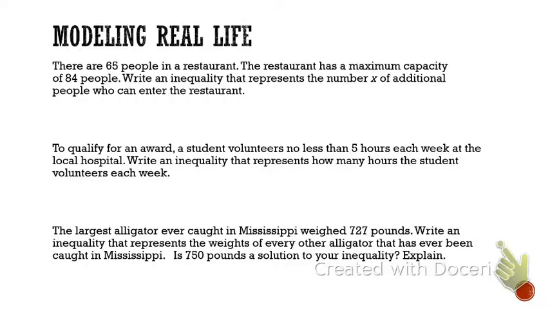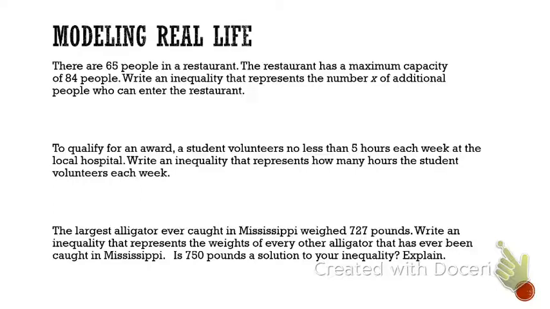So it says there are 65 people in a restaurant. The restaurant has a maximum capacity of 84 people, so it's important you always want to be able to pick out what is the total amount. For all three of these, there's going to be some kind of total amount that I'm comparing my values to, because an inequality is a comparison. Is it less than or greater than some other amount? Write an inequality that represents the number of additional people, that can be x, who can enter the restaurant.